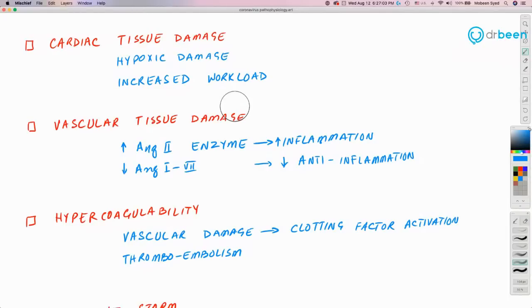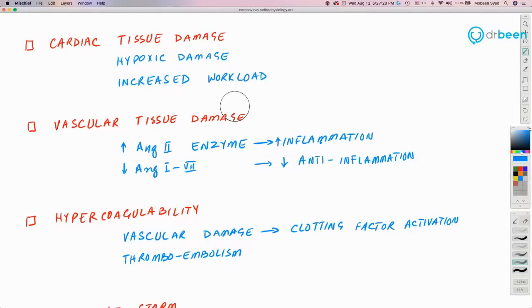The second damage is that because angiotensin 1-7 is less, angiotensin 2 is more. When angiotensin 2 connects with the blood vessel smooth muscles, it causes them to contract. And then when it connects with the blood vessel endothelium, it causes reactive oxygen species to be produced. That causes endothelial damage, which is blood vessel damage.